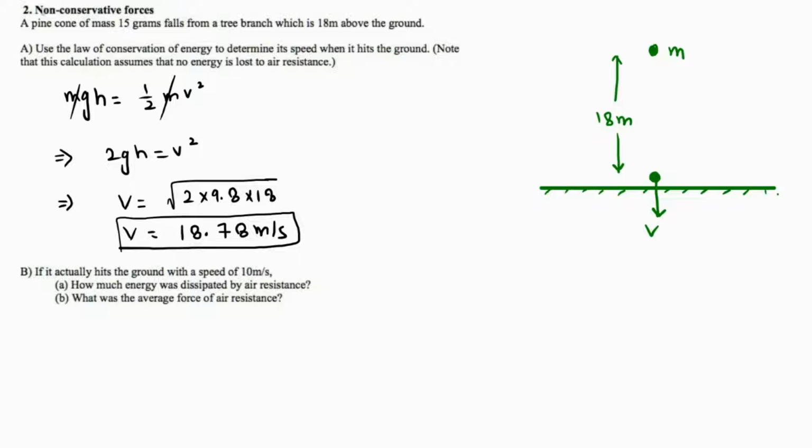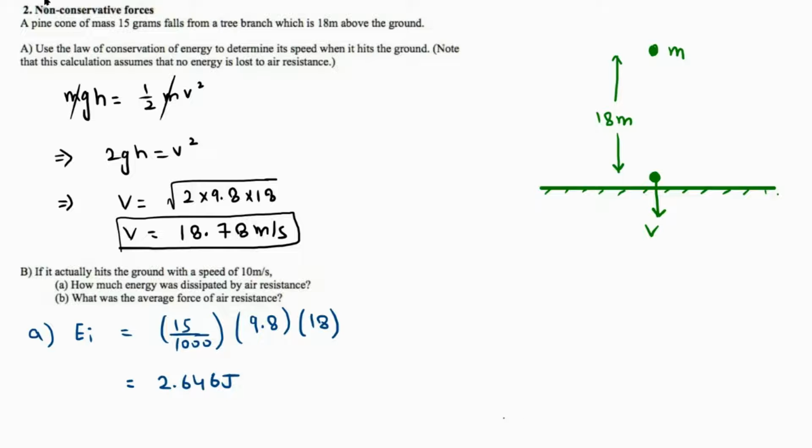If it actually hits the ground with a speed of 10 meters per second, how much energy was dissipated by air resistance? So we have to calculate the initial energy. The initial energy, as in part A, was mgh. What is m? That is 15 over 1000, because we have to convert to kilograms. g is 9.8 and h is 18 meters. So this is 15 times 9.8 times 18 over 1000, which comes to 2.646 joules. This is the initial energy.